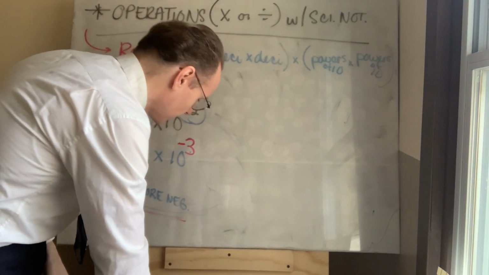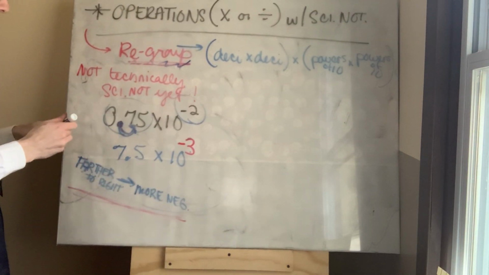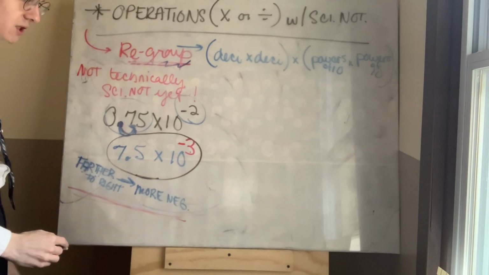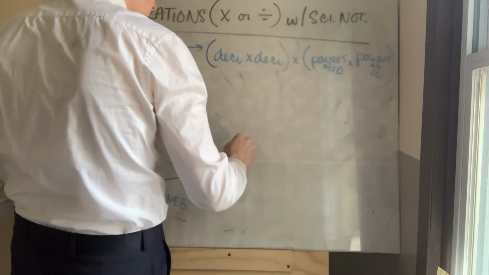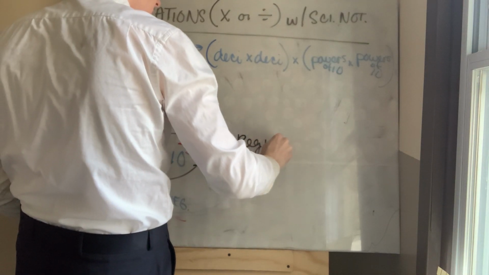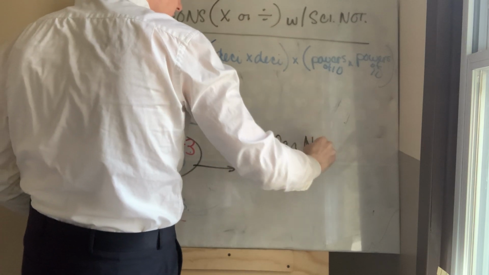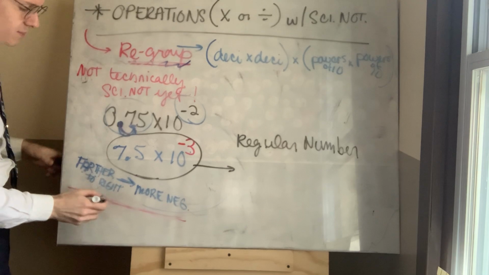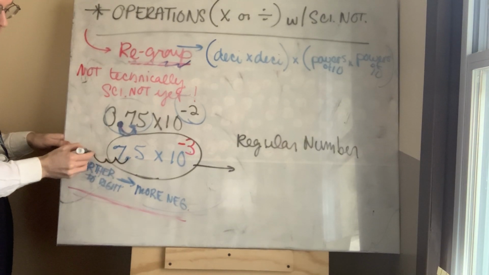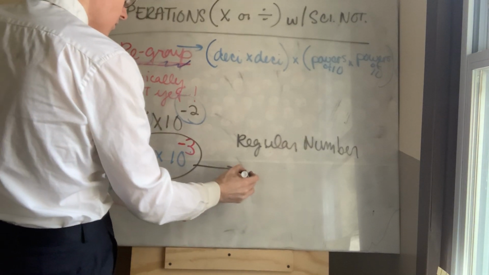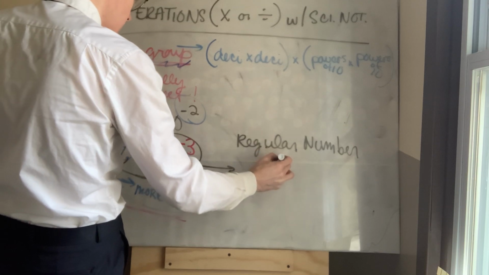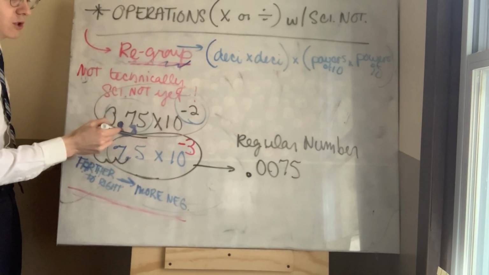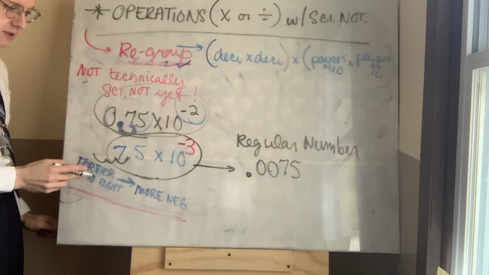Here's what I mean. If I took this from what it is, scientific notation, and put this in a regular number form, standard form, then it would be 1, 2, 3. It would be this decimal, 0.0075. What I have here should be the exact same quantity.